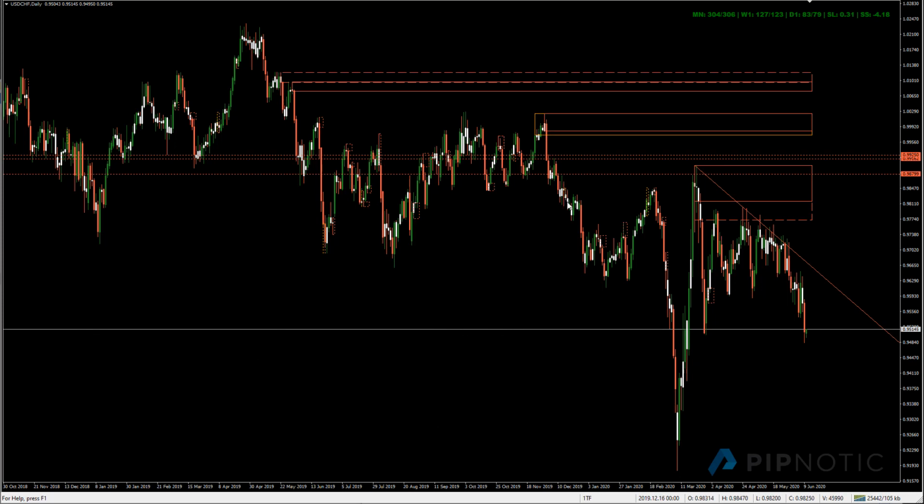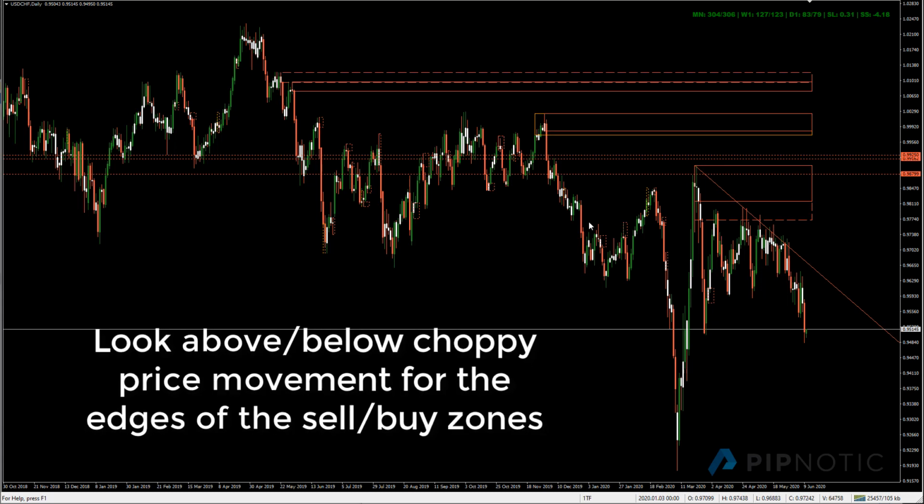Okay, and I'm not going to do anything below this because this is very choppy. When you have choppy price action like this, it becomes uninteresting to us. You want to focus on price points above this mess that you can see here.